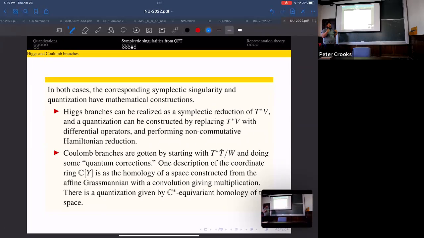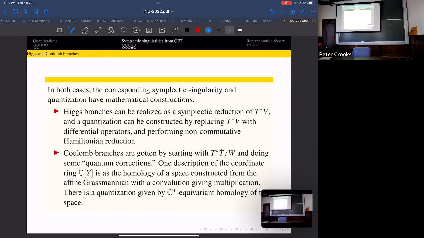All right, so I should say something about what these are. Higgs branches can be realized as symplectic reductions of T star V, and that's with respect to a complex group. So if you're using a compact group, you do a hyperkähler reduction. And you can think about the quantization of them by replacing T star V with differential operators and doing non-commutative.